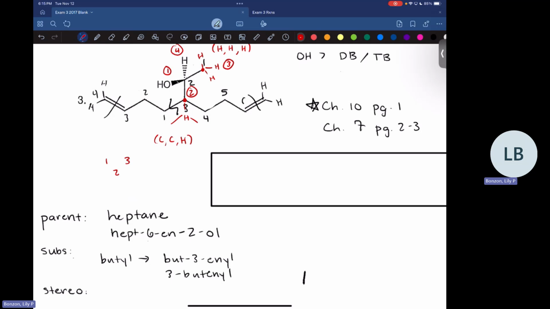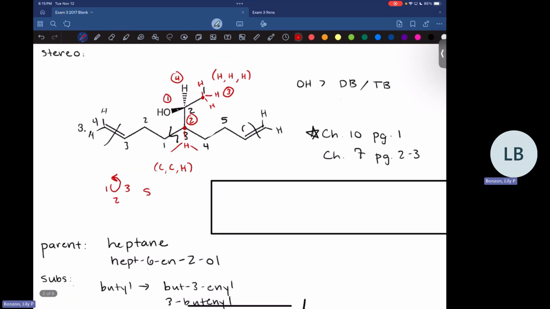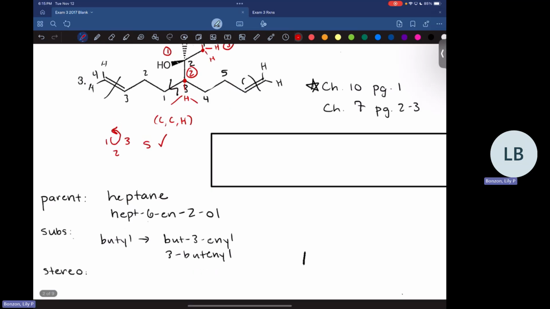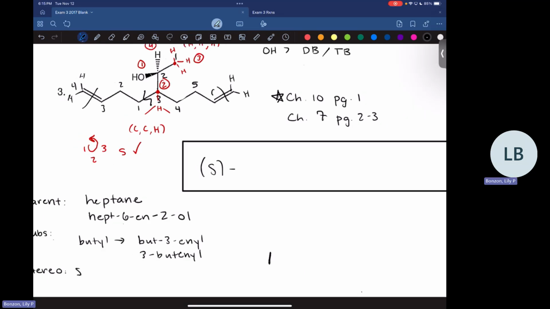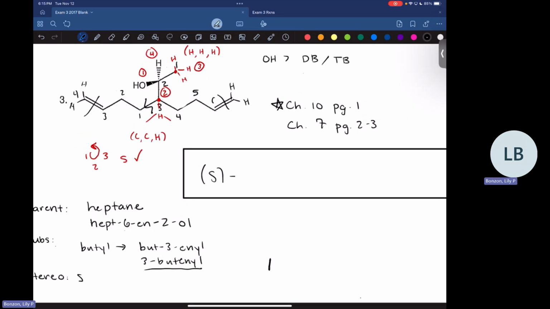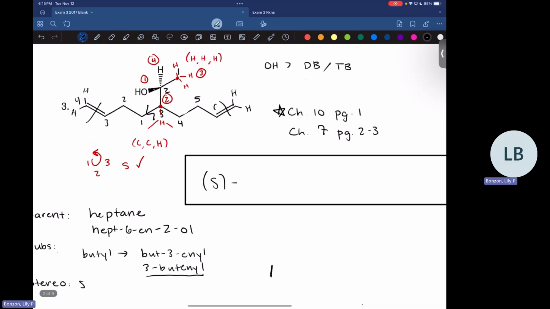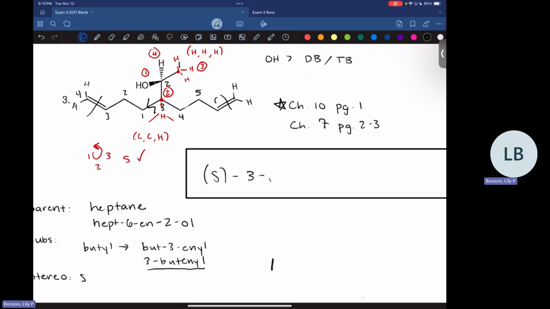So just to rewrite the numbers, we have 1, 2, and 3. So we're going to have S stereochemistry. And then we don't have to flip it because our lowest priority is on the dash, so that's good to go. And so that's going to be our stereochemistry. Putting it all together, stereo is S. Our substituent was this 3-butenyl, and that was coming off of carbon 3 on the main chain.